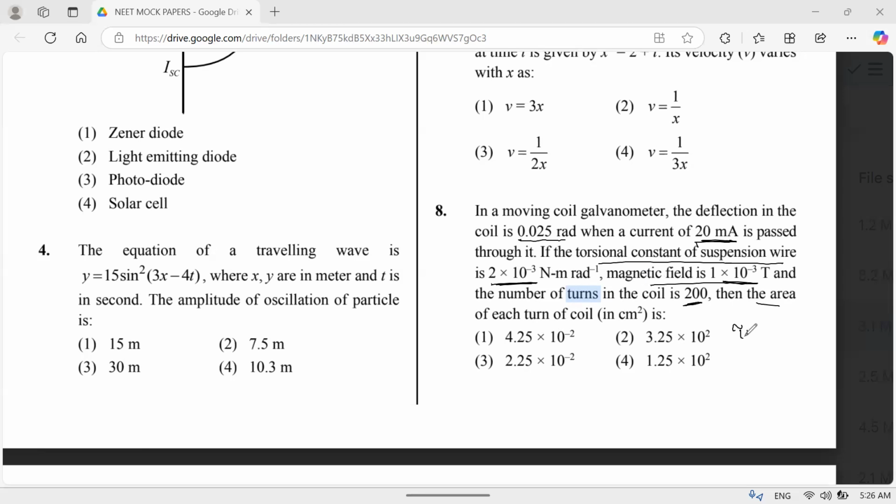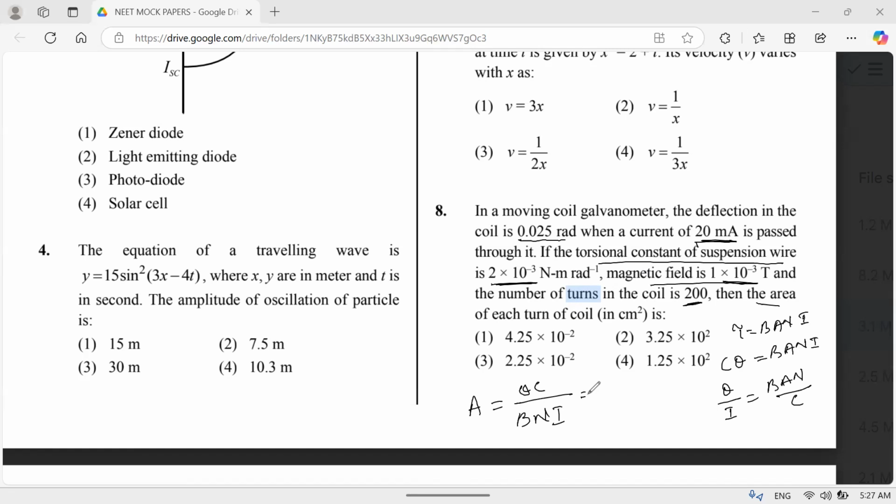Torque acting on the coil is tau equals NBAI. Also tau equals C into theta, so C theta is equal to NBAI. So theta divided by I is equal to NAB divided by C, where C is the torsional constant. Theta value is given. We are asked to calculate the area. So A will be equal to theta into C divided by B into N into I.